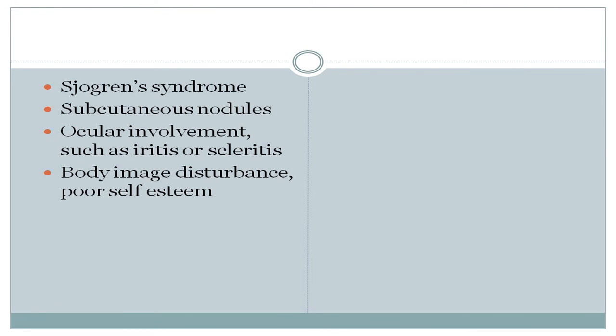And obviously, a body image disturbance. The person may have poor self-esteem because of the obvious body image disturbance. It's not just the nodular enlargement that we see, the Heberdens and the Bouchards. This is an obvious deformity that affects that patient's way of life.